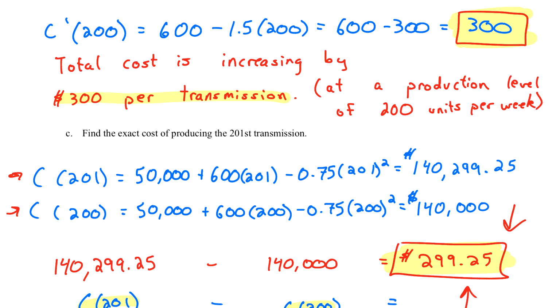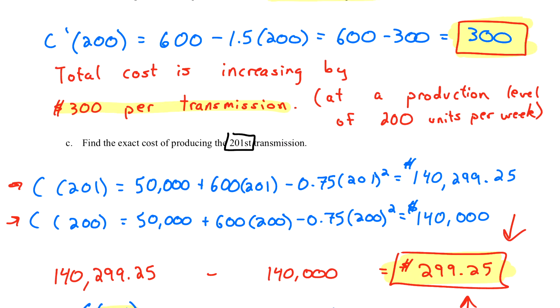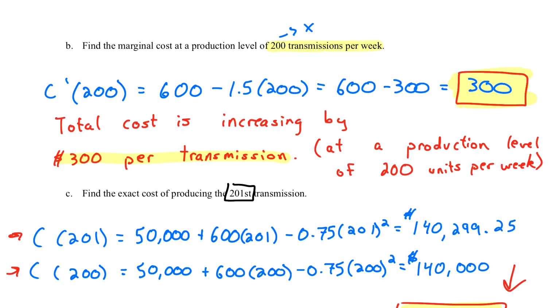Now, one thing I'll mention before I wrap this video up is that this only works because we picked a number that was relatively close to 200. So when we set this up, let me take a step back to part B. When we set this up, we said our x value was 200. And then we chose the 201st transmission. This sort of approximation only works because those two numbers are pretty darn close to each other.